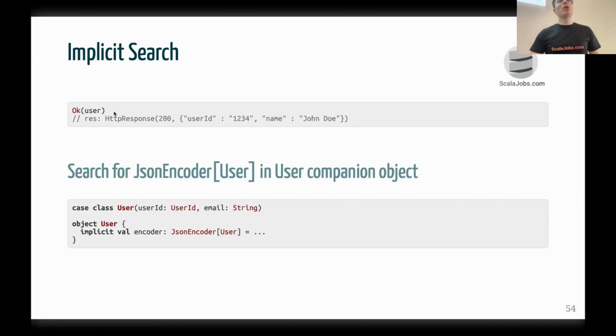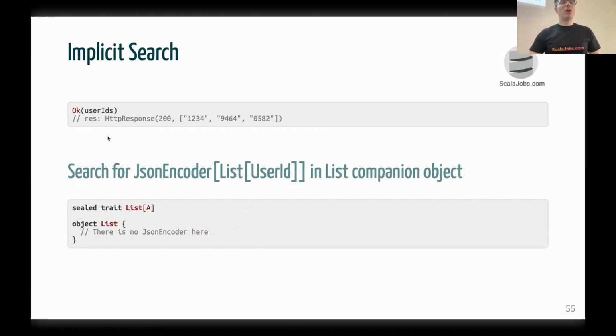Yes, but it doesn't work for everything, right? What about a list of user IDs? So the compiler will check for a JSON encoder of list of user ID in the list companion object. But do you have a JSON encoder of list in the list companion object? No, because it's part of the Scala standard library and there is no JSON encoder there. And you're not going to submit a pull request to the Scala compiler to say, can you please add an encoder for my case class? Like, not going to work.